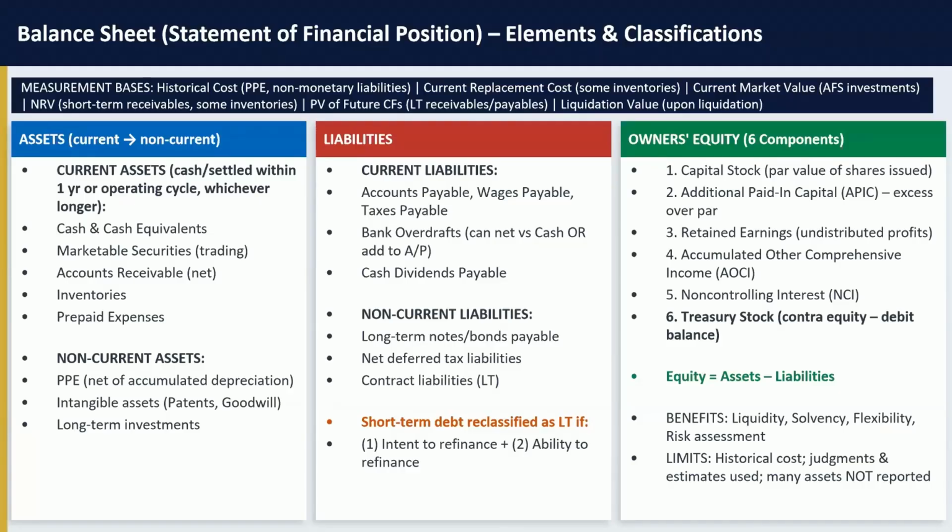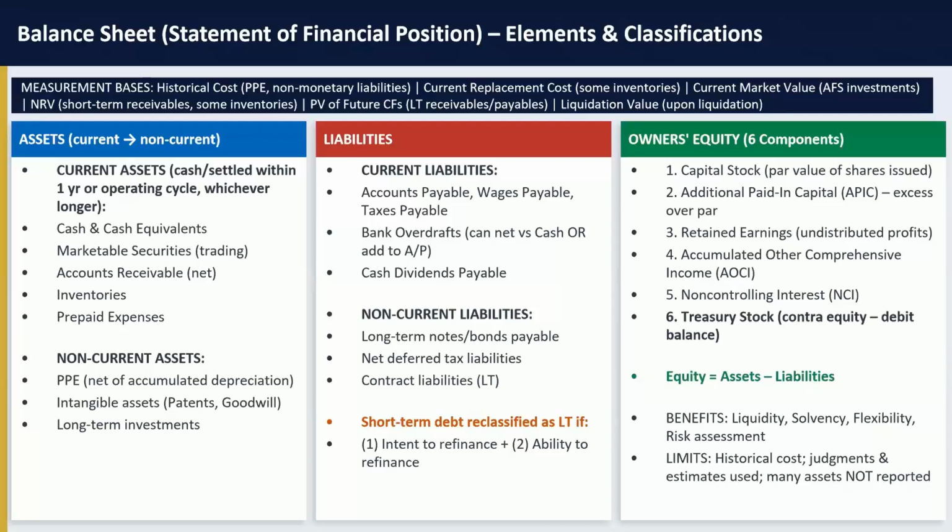Then comes current replacement cost. For inventories, we will have to find out their current replacement cost because it can be subject to some loss of value, which we call impairment. At that point of time, we will have to update the values of inventories. Then comes the current market value for available for sale securities, both debt and equity. You will be valuing them at their current market value. And then NRV, net realizable value, for short-term receivables and also for some inventories. Then the present value of future cash flows.